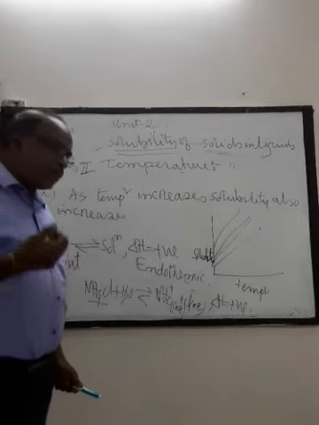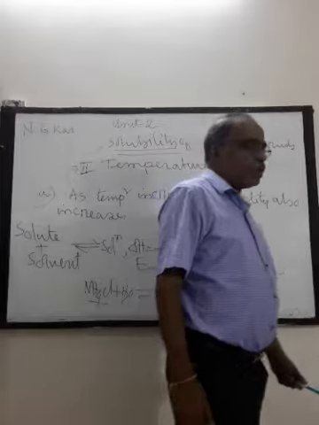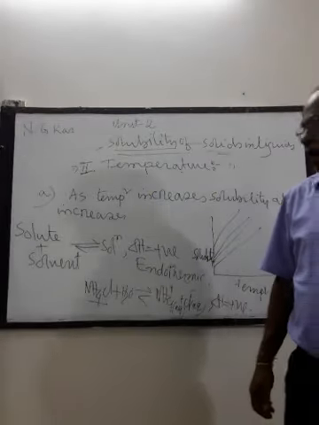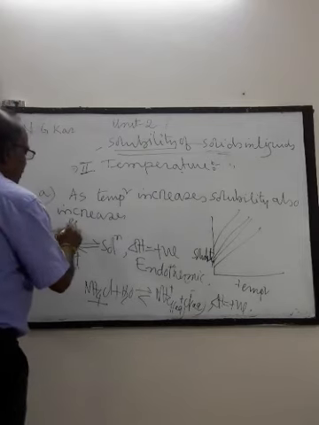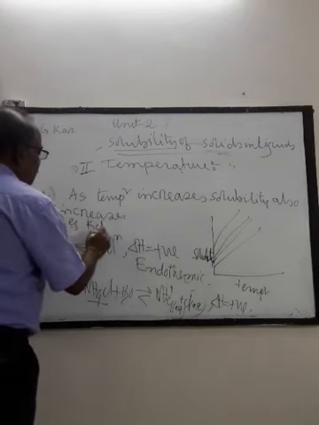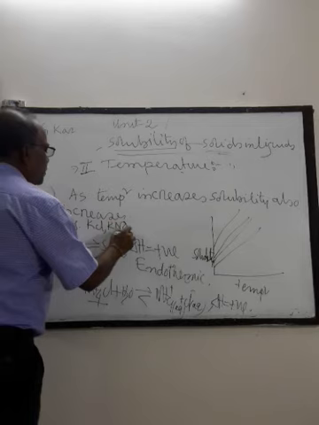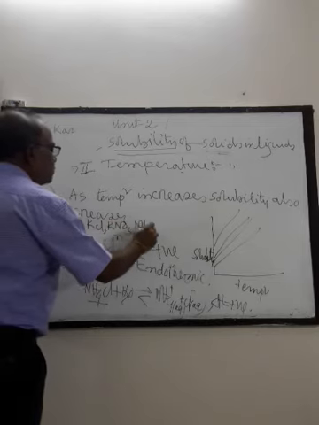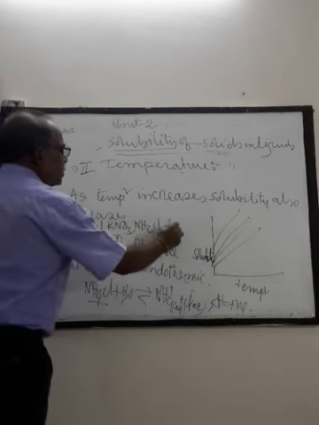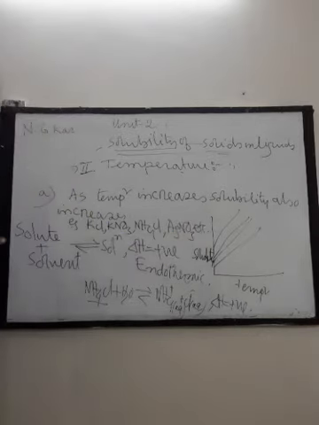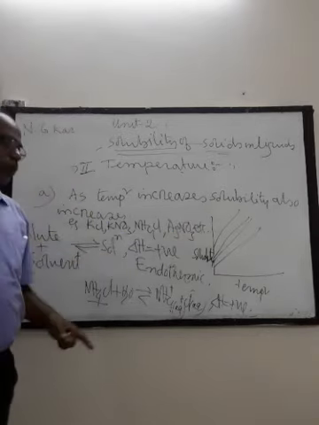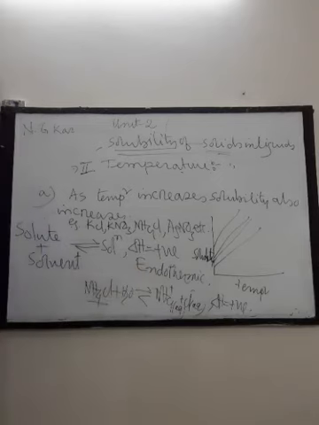So according to Le Chatelier's principle, as temperature increases, solubility also increases. Examples of such solids are KCl, KNO3, NH4Cl, HgNO3, etc. These are examples of solids where the dissolution process is endothermic. So as temperature increases, the solubility of such solids also increases.